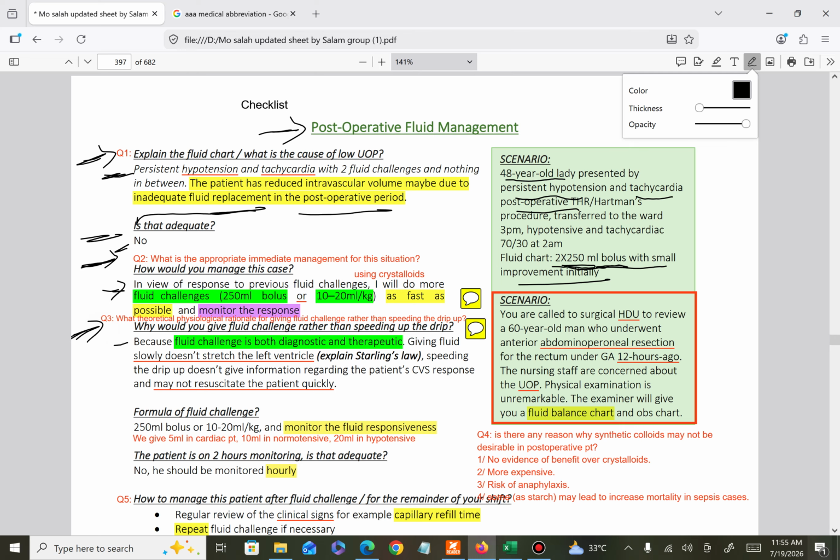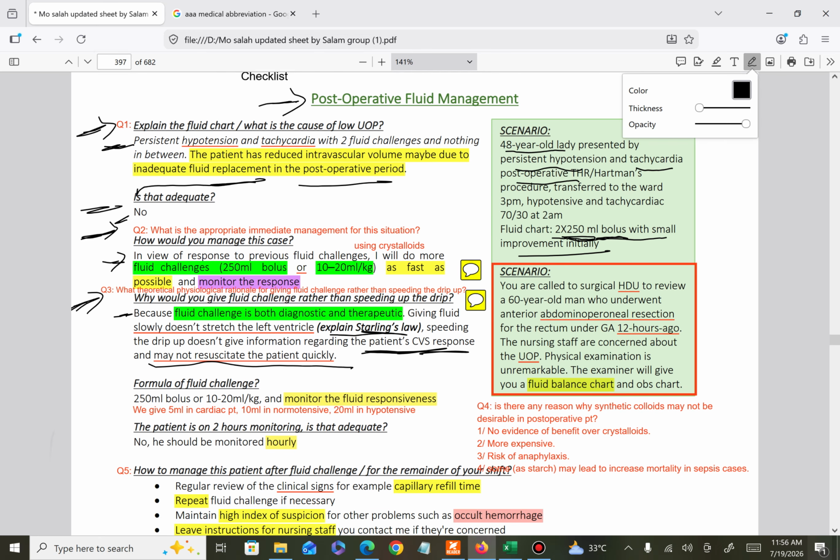So the answer is because the fluid challenge is both diagnostic and therapeutic. Giving fluid slowly doesn't stretch the left ventricle, according to Starling law. Speeding the drip up doesn't give information regarding the patient's CVS response and may not resuscitate the patient quickly. So we will give a fluid challenge rather than speeding up the drip.